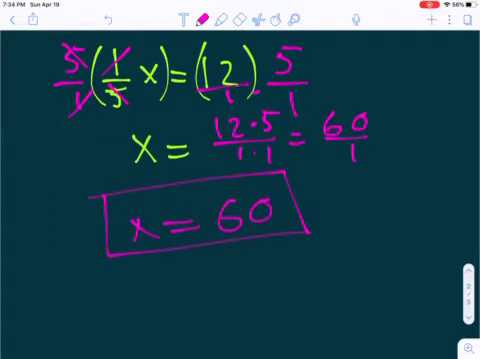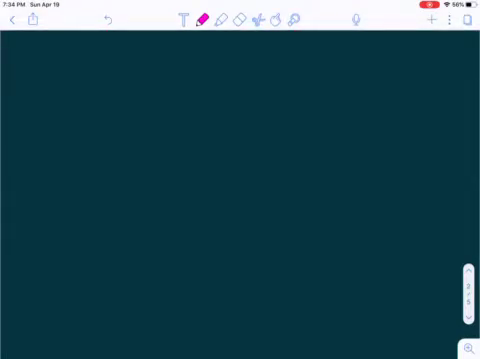All right, and so think about that. 1/5 of x is 12. Well, it's saying if you take 60 and you split it up into 5 parts, and you want one of them, well, 60 divides evenly 5 ways into 12. And then if you only take one of them, that would be your 12. So that looks good. All right, let's try another one.